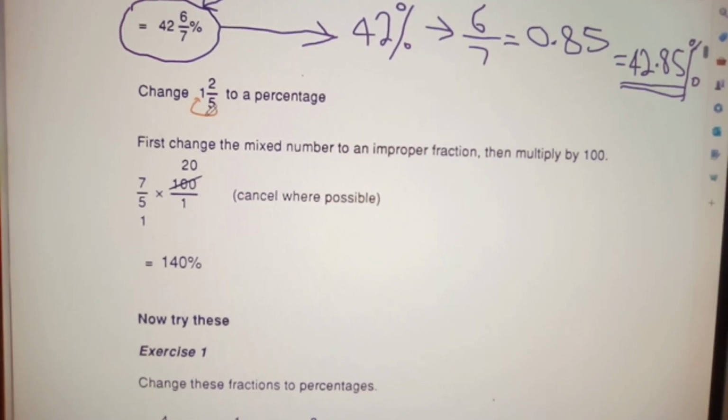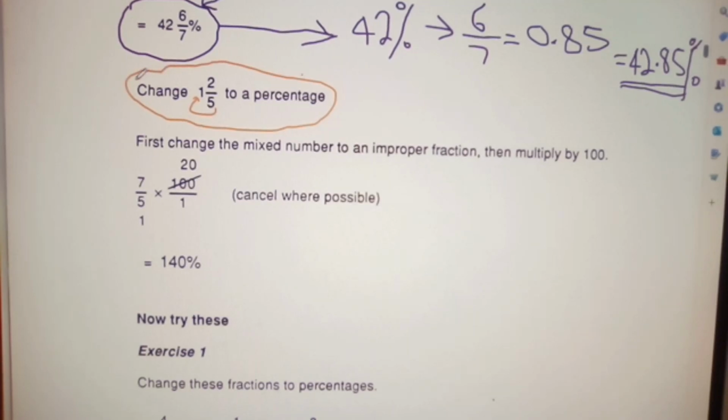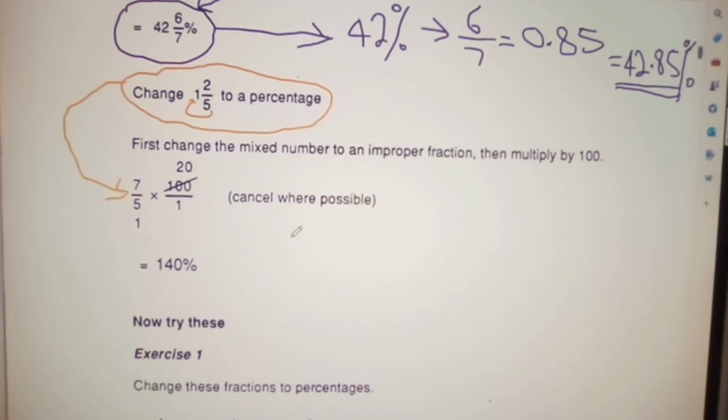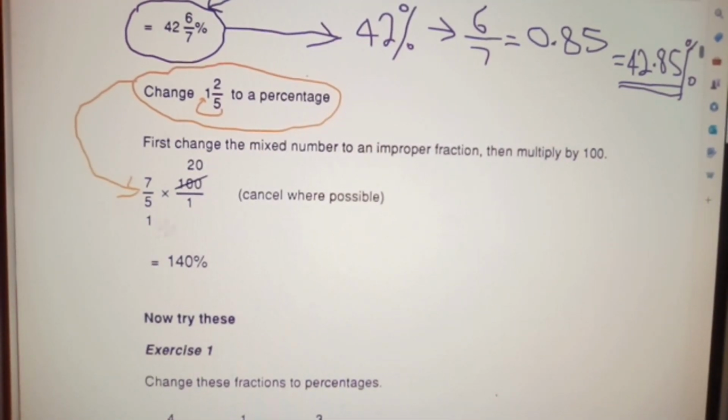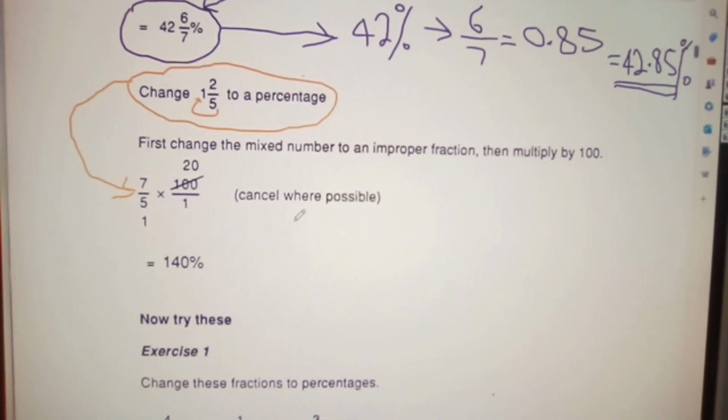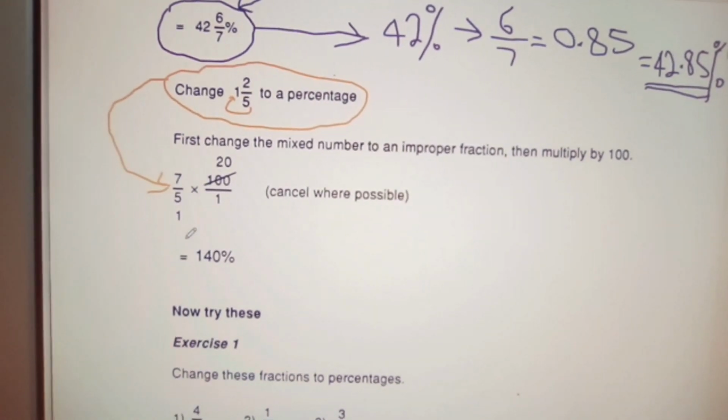Okay, so this here now is equal to this. And here we are simply cancelling down. Then just simply cancel down. Times by 100, cancel where possible, and it's equal to 140%. Okay, and that is our answer.